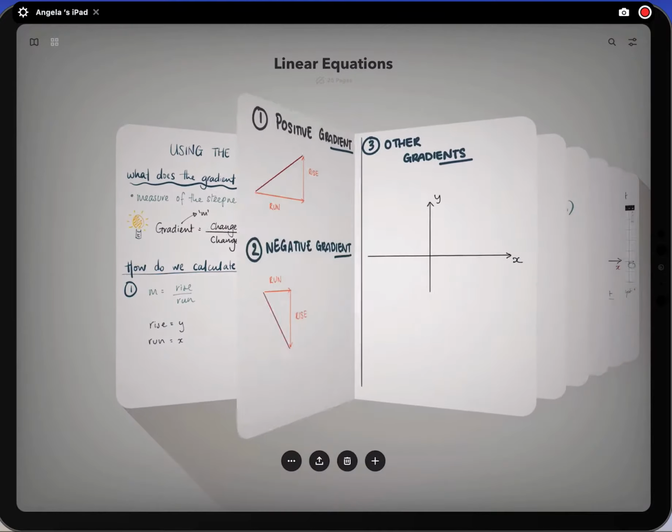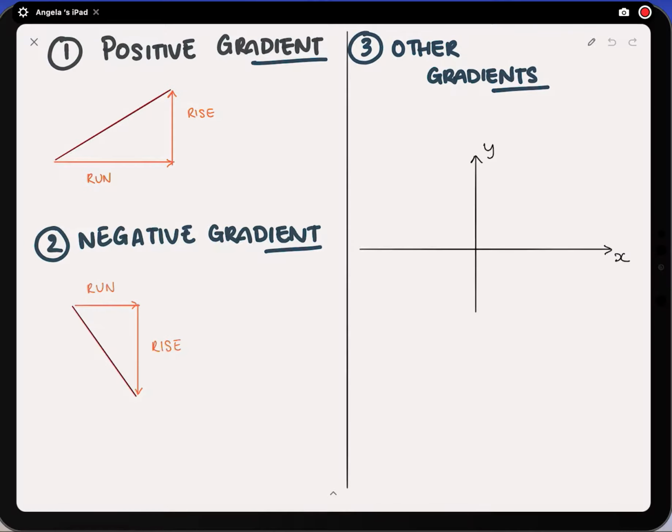So let's look at our cases of the gradient. So we have a positive gradient. So that's the first diagram, which shows a rise over a run. Now our rise, like I said before, is represented by our y-axis. So that's any movement along the y-axis. Our rise, when it's a positive gradient, is positive. And then our run is our horizontal, which is our x-axis. And our run will also be positive. So generally speaking, a positive gradient will be denoted by a line going in the positive direction.